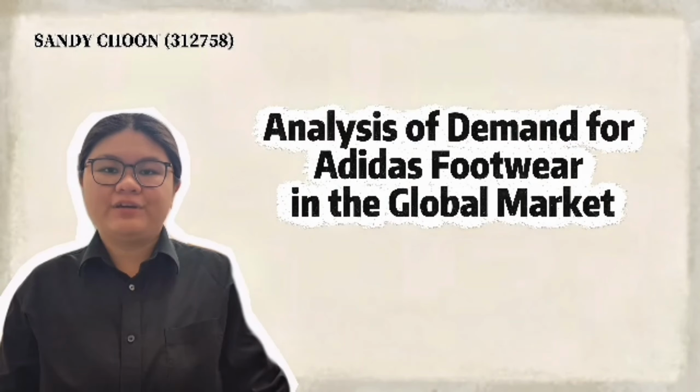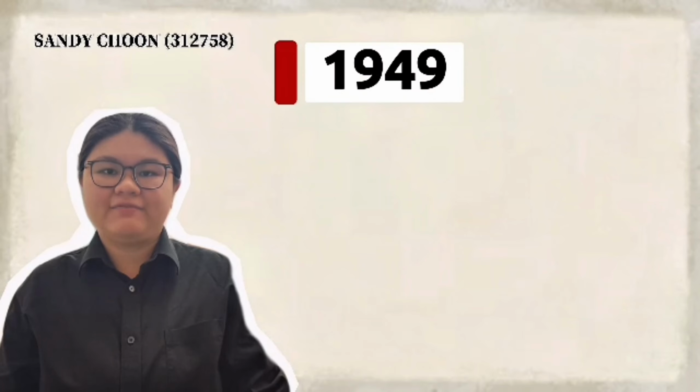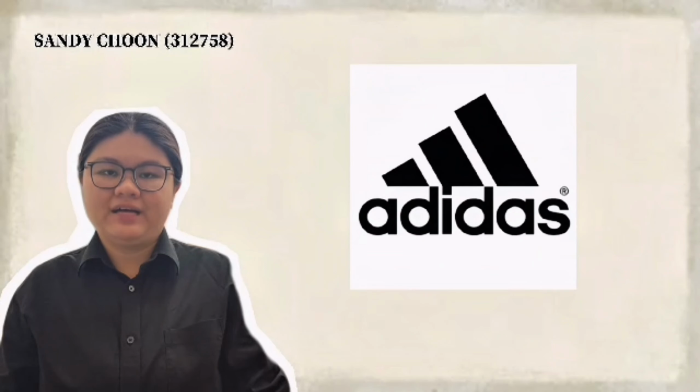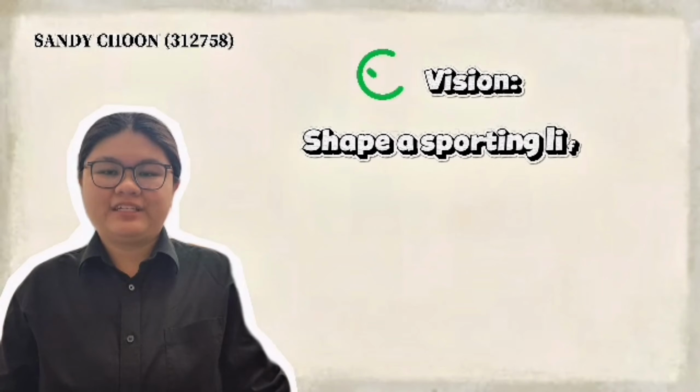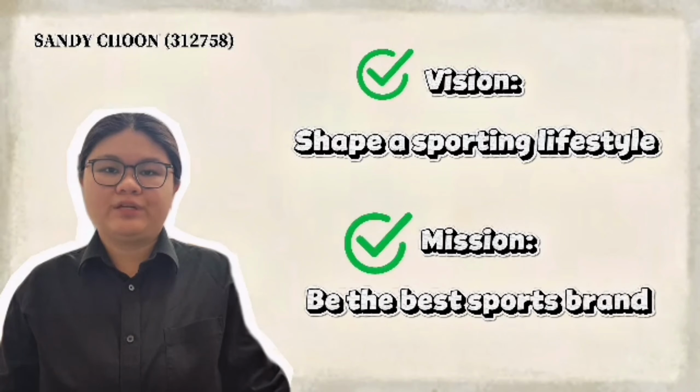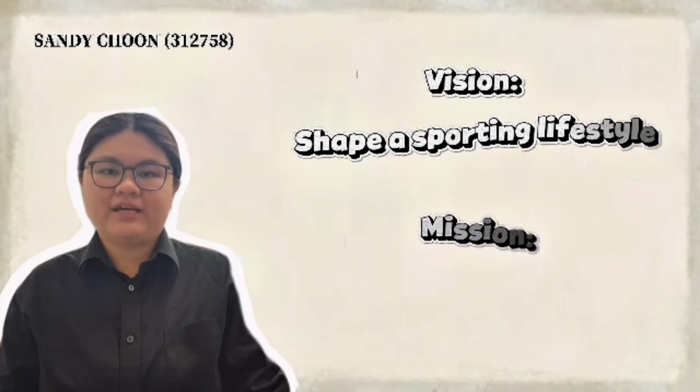To begin with section 1.0, Adidas is a famous German multinational company founded in 1949 by Adolf Adi Dassler. Recognized worldwide by its iconic three-stripe logo, Adidas is currently the second largest sportswear manufacturer in the world. The company's vision is to shape a sporting lifestyle, and its mission is to be the best sports brand by designing innovative and sustainable products.